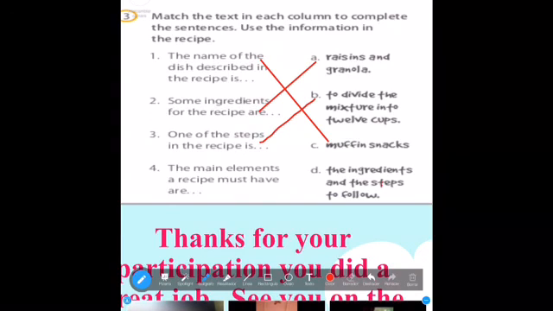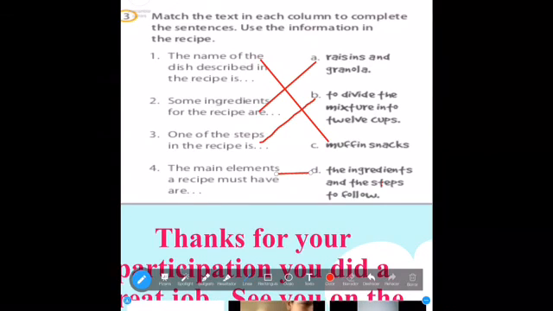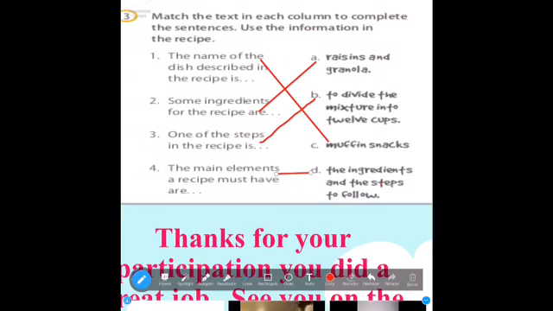Okay, and the answer is the letter D. Very good, guys. Okay, you have all of them correct. Copy them, please. Number 1 goes with letter C. Number 2 goes with letter A. Number 3 goes with letter B. And finally, the number 4 goes with letter D.